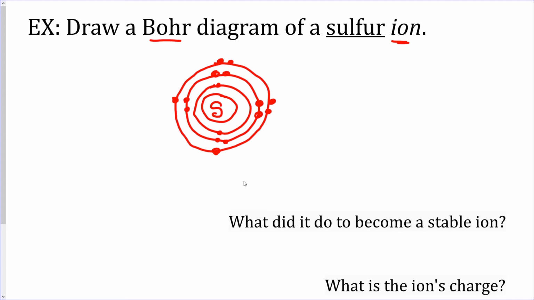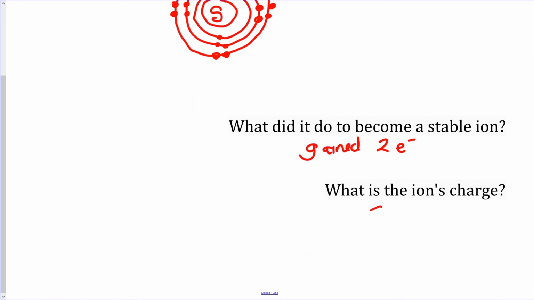All right. This is just an atom right now. We're asked to draw an ion though, so we have to decide what's going to happen. Well, the third orbit can have up to 8. It has 6 valence electrons right now. What's easier to do, gain 2 or lose all 6? If you said gain 2, you're right. So here I'm going to draw in 1, 2. All right. What did it do to become a stable ion? It gained 2 electrons. What is the ion's charge? It is 2, and if you're gaining negatives, it will be 2 negative.